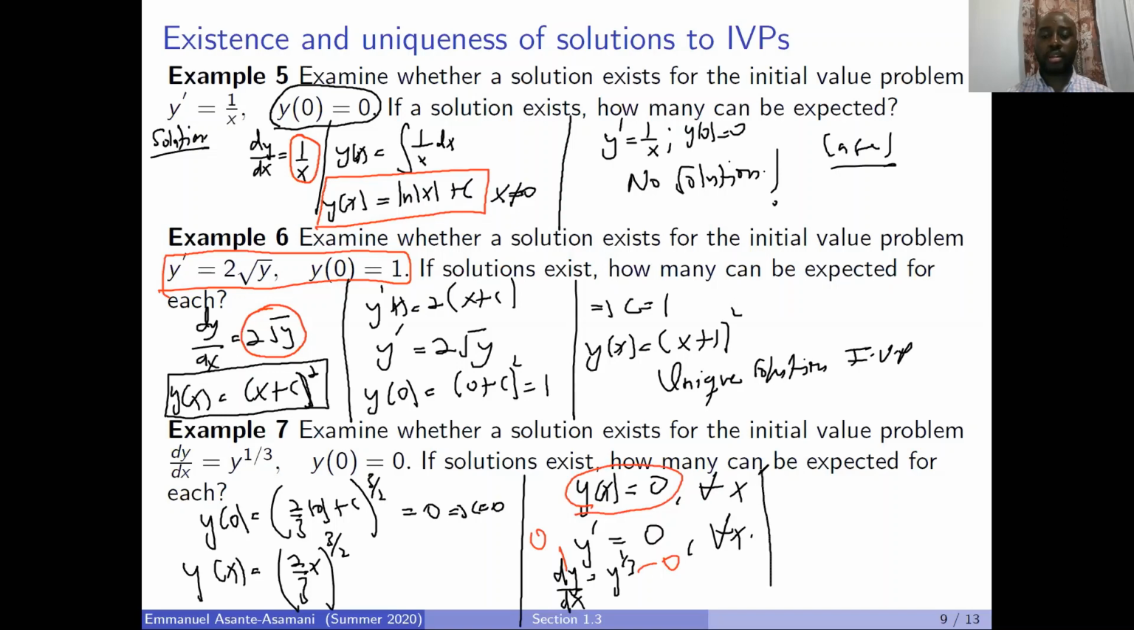And in actual fact, because the initial condition is saying that the function should be 0 when x is 0, and the function is always 0, it also satisfies the initial condition. And so the function y of x, which is identically 0, is also a particular solution of my initial value problem. And so I have just constructed two particular solutions to the initial value problem.